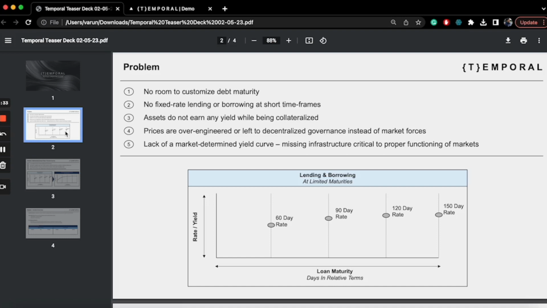Now, this principle is as true for DeFi as it is for traditional finance. Unfortunately, this critical market-determined yield curve is missing from our DeFi universe. Temporal aims to unleash the full potential of DeFi by bringing this primitive to Canto.